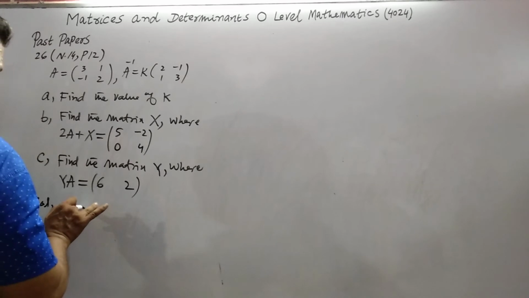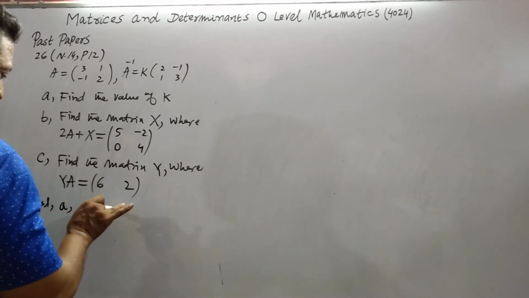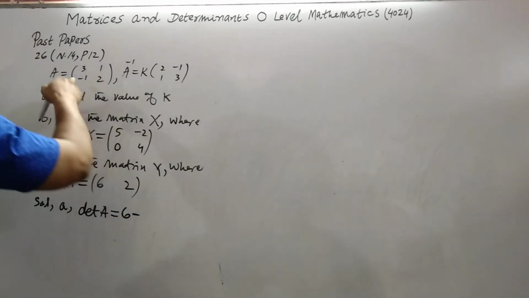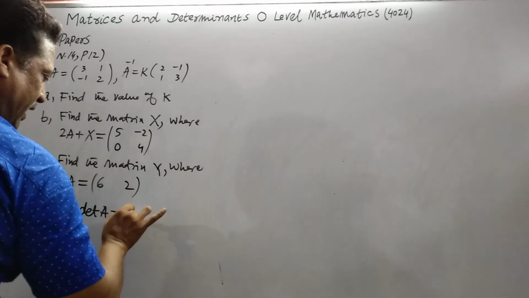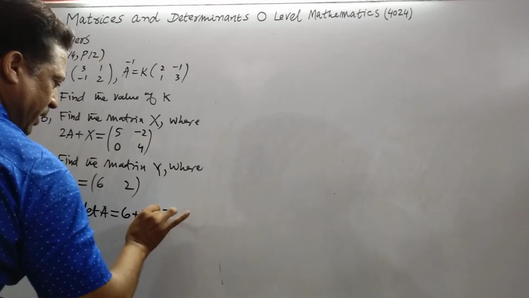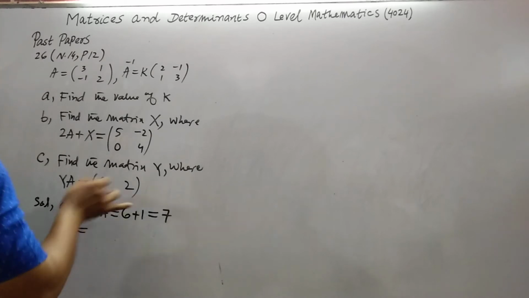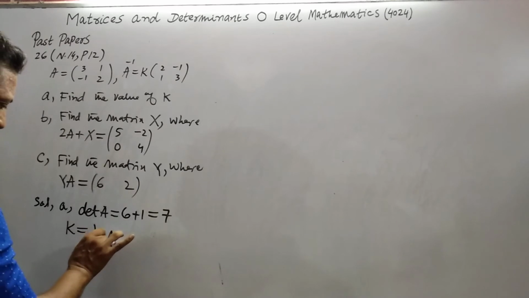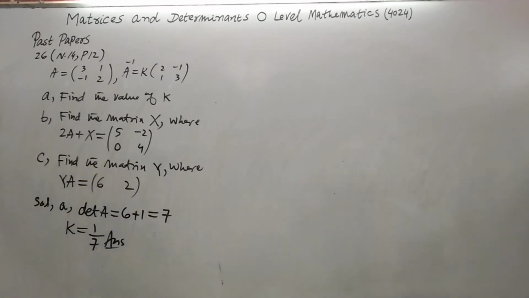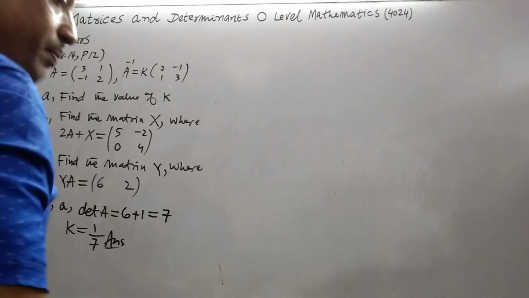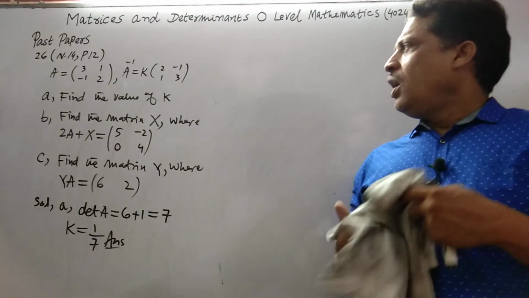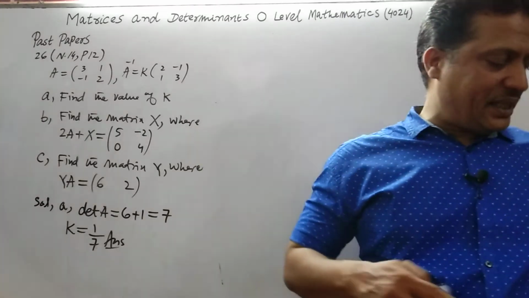So first we have to find the determinant of A. 3 2s are 6, minus 1 into 1 is minus 1, so it becomes 6 plus 1, which is 7. So K means 1 upon the determinant, 1 upon 7. Determinant is 7, and this is the answer of part A. Keep in mind, K is not 7. K is 1 upon 7, because we always multiply by 1 upon the determinant. Okay, let's have a look at the next part.